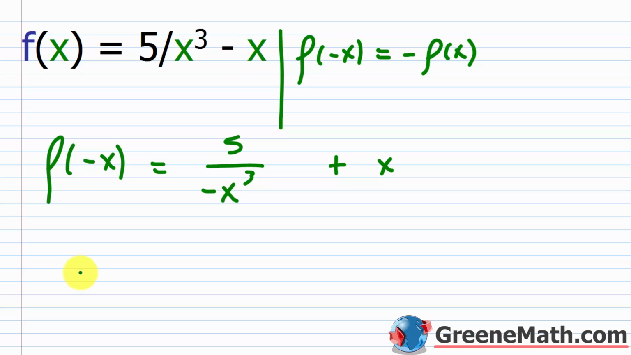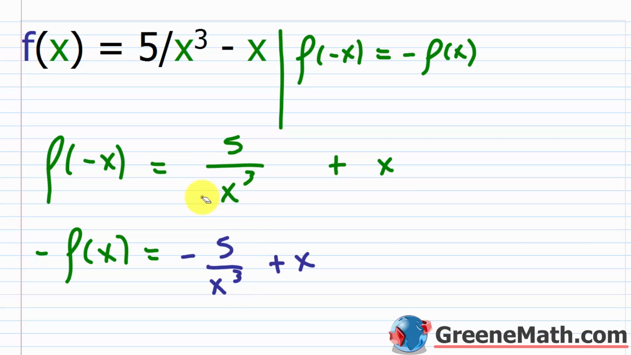So really, what would I have? I would have the negative of f of x would be the negative of 5 over x cubed, and then plus x. Well, that's the same thing I have here. The negative's down here now, but I could move it up, right? A positive over a negative is just a negative overall. So these are the same. So we can say this function is odd.